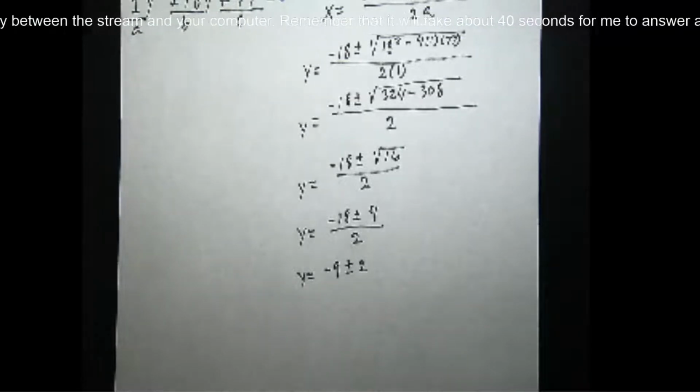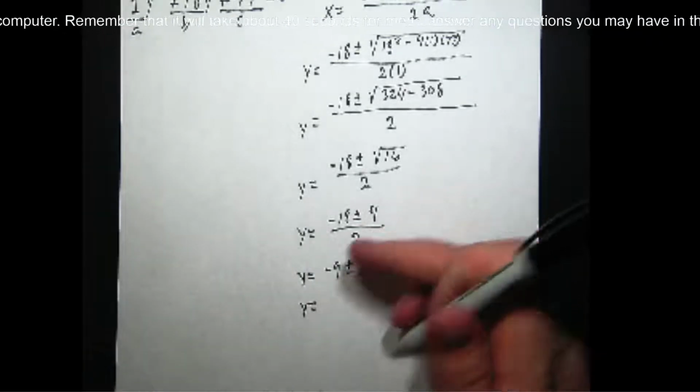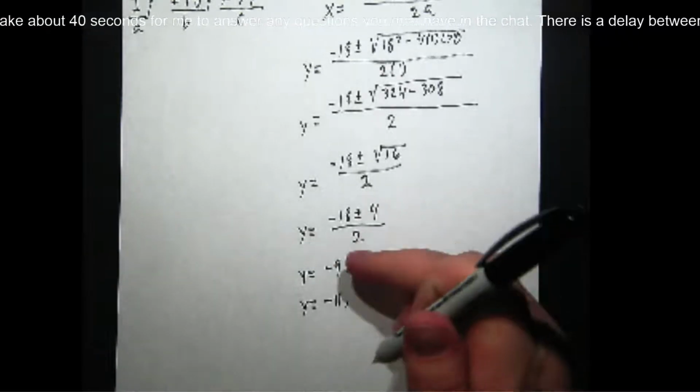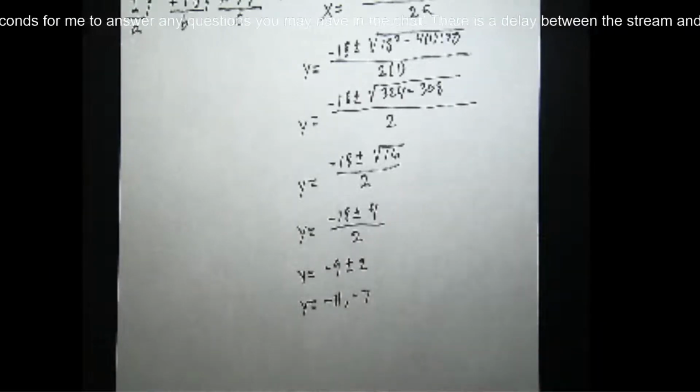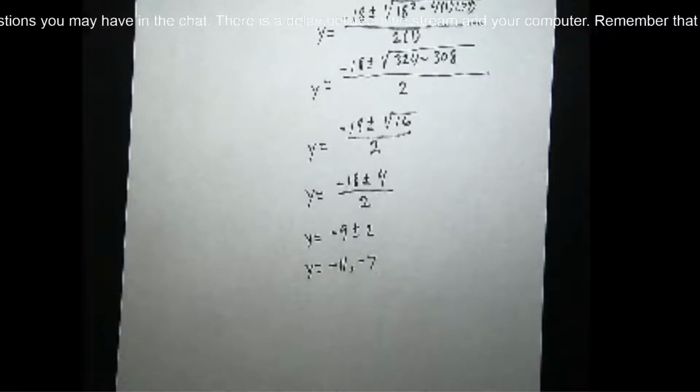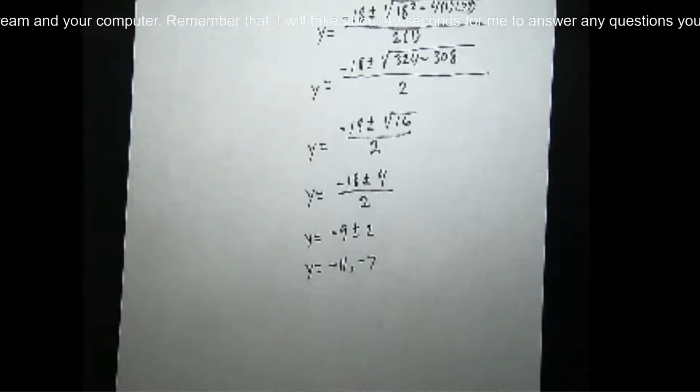Okay, well, negative 9 plus or minus 2, that's going to give me y equals, let's see, negative 9 minus 2 is going to give me negative 11, and then negative 9 plus 2 is going to give me negative 7. So here's my 2 answers. Using that formula is pretty involved, yeah. But again, like I said last week, no matter what kind of a quadratic you have, this will solve it every single time, no matter what. Any questions? All right.